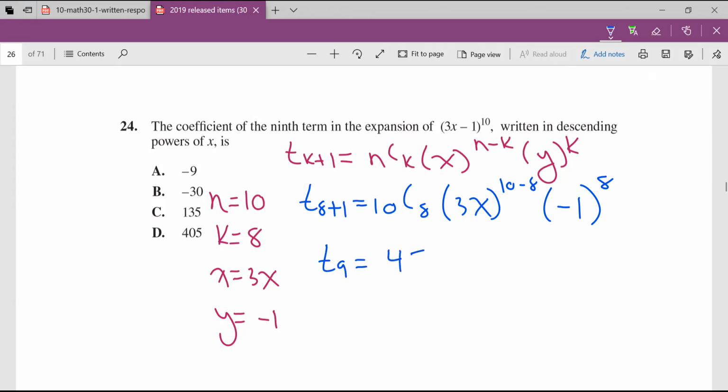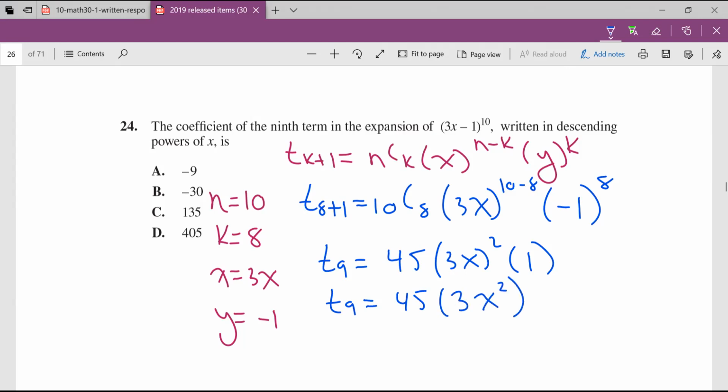10C8 is 45. Now I'm going to make a mistake here on purpose, not on this line. -1 to the power 8 is +1. I'm going to make a mistake on purpose. I see a lot of students do this. They'll write that. What you need to really remember, friends, is that the squared applies to everything in the parentheses. So that's really 3 squared. So now what do we have? We've got 45 times 9, which is 405 x squared. We only want the coefficient.